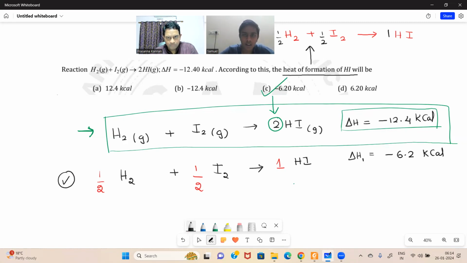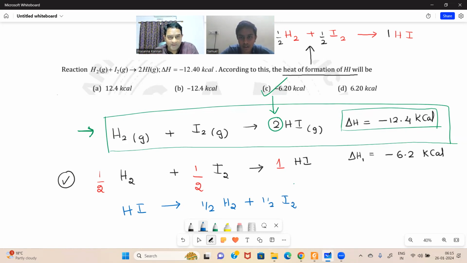If it's negative, means it's exothermic. Yes, correct, exothermic. So I am asking you dissociation, right? Dissociation means I am asking you the reverse reaction. You got the reaction correct, right? So what am I asking? The heat involved in this reaction. Endothermic. Yes, so this reaction will be endothermic. Is it clear? Yes, sir.